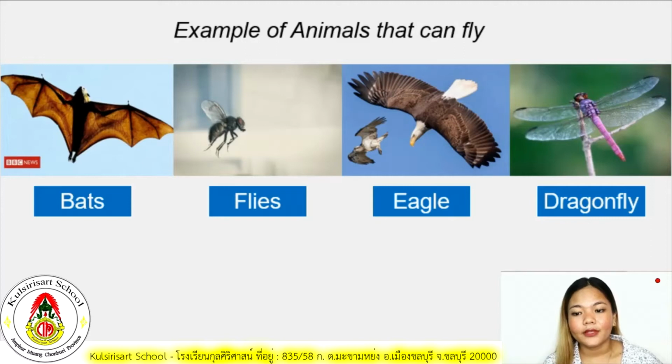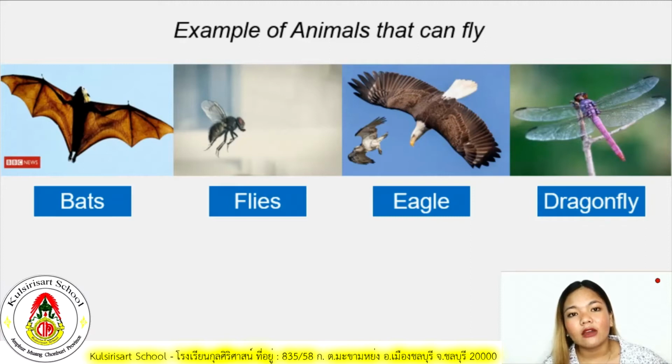We have here examples of animals that can fly. The first one is a bat, okay? A bat is a mammal and it has the ability to fly. We have here flies. Fly is an example of an insect, and just like a bat, it has the ability to fly. We have an eagle. We all know what an eagle is. An eagle is a bird which of course has the ability to fly. And we have here a dragonfly. A dragonfly is a type of insect as well which has wings and of course an animal that can fly. And all of these four animals are examples of animals that can fly.